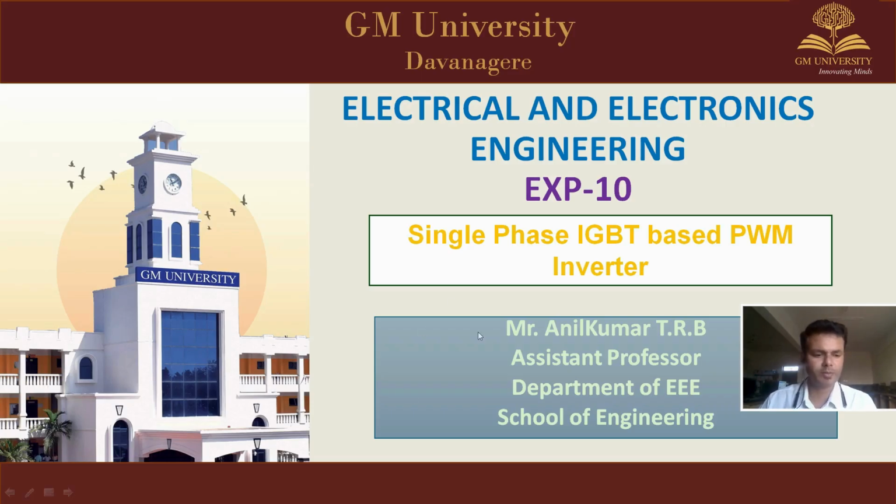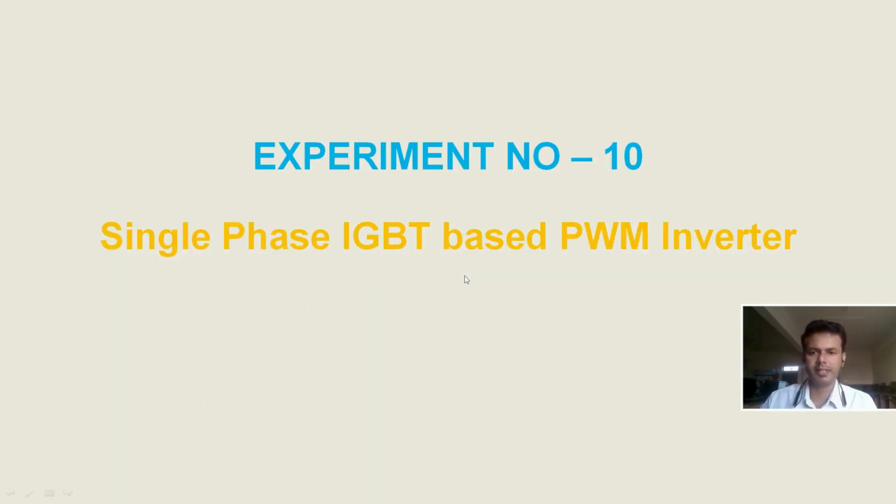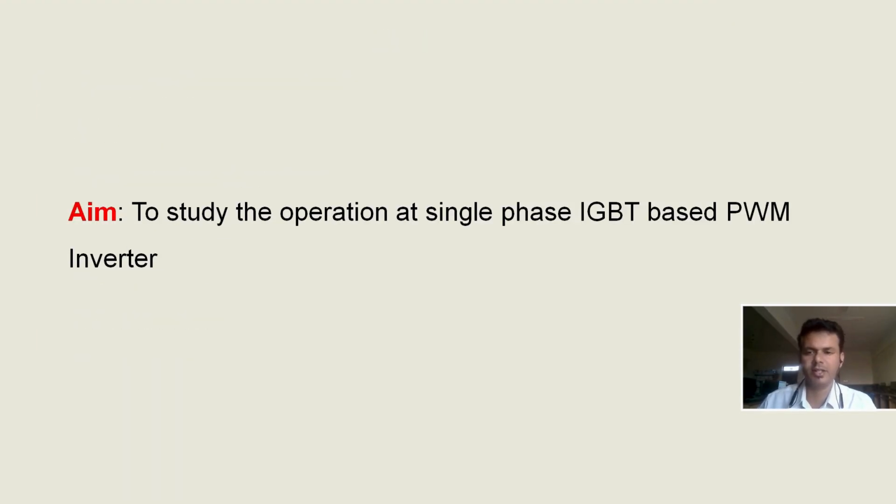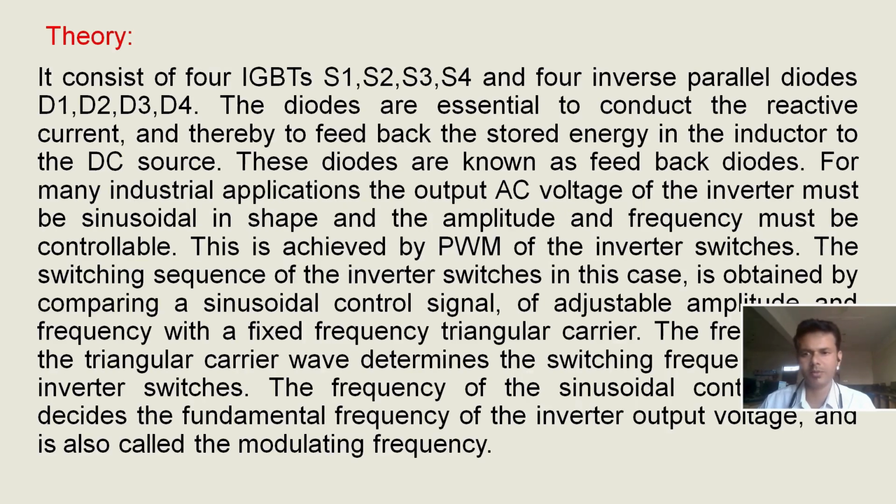So today we are going to study experiment number 10, that is a single phase IGBT based PWM inverter. Contents: aim of the experiment, theory, parts required, circuit diagram, procedure, calculation, results and graph. Aim: to study the operation of a single phase IGBT based PWM inverter.